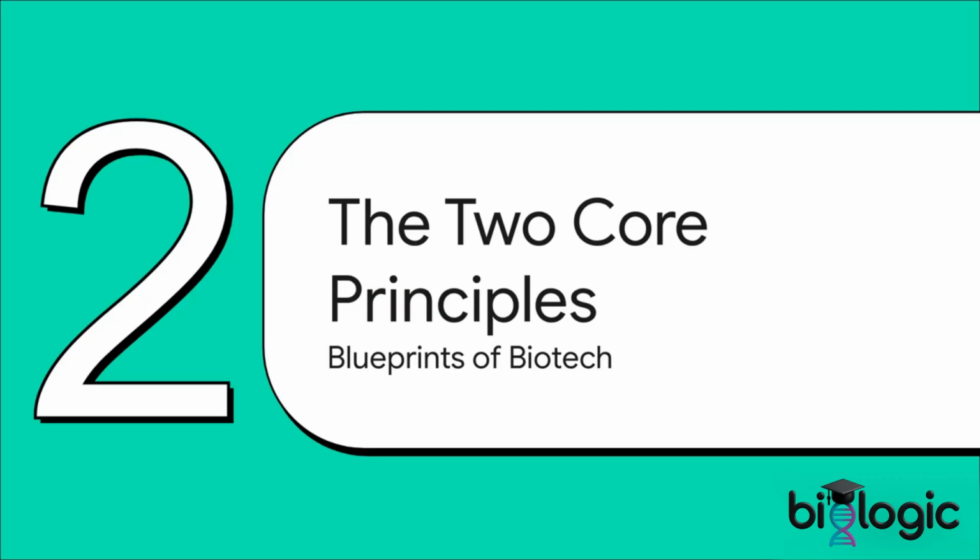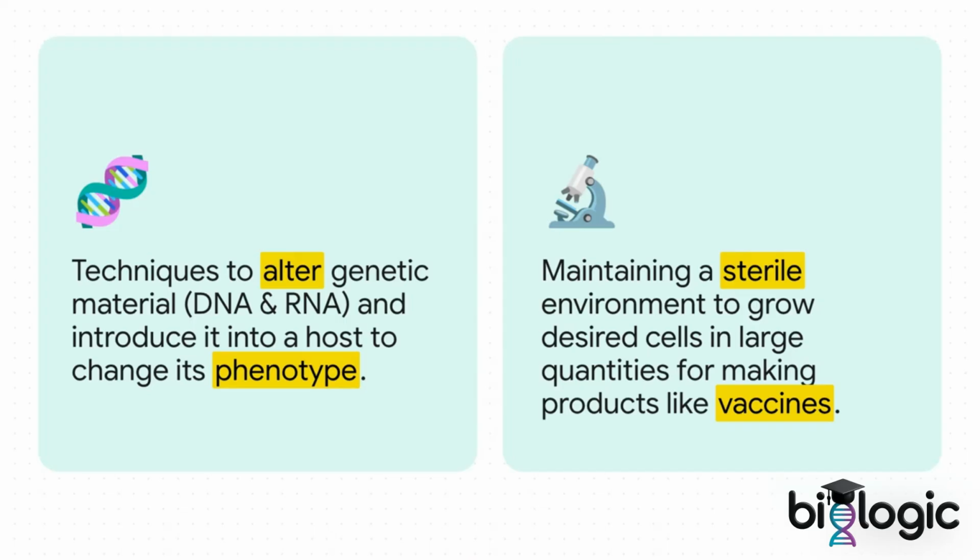Now, this is important. All of modern biotechnology, and I mean all of it, really stands on two fundamental pillars. These are the core techniques you have to understand. On one hand, you've got genetic engineering. This is where the magic happens. It's all about directly changing an organism's DNA or RNA to give it brand new characteristics.